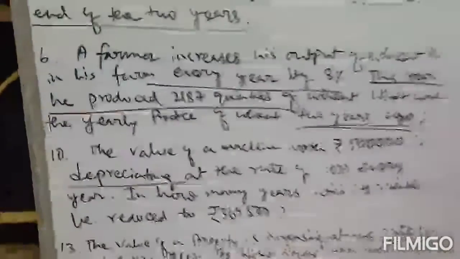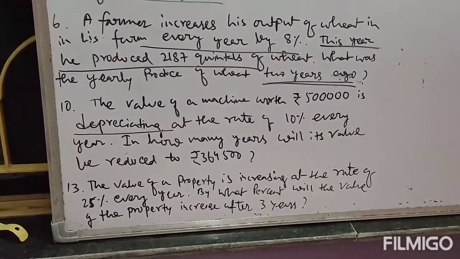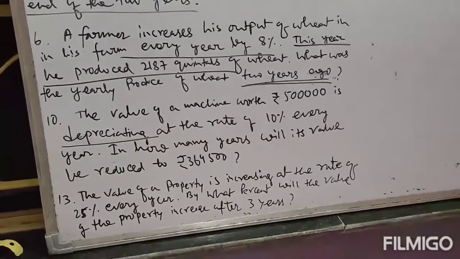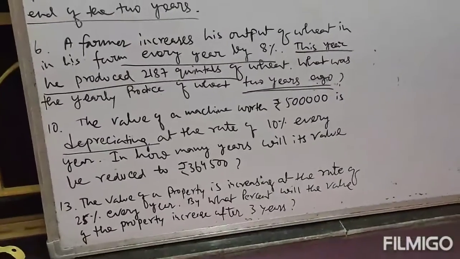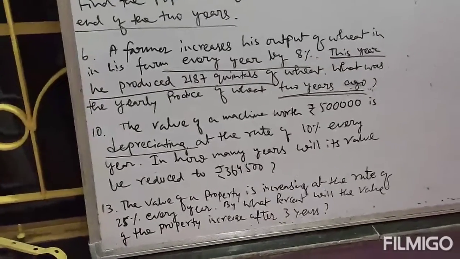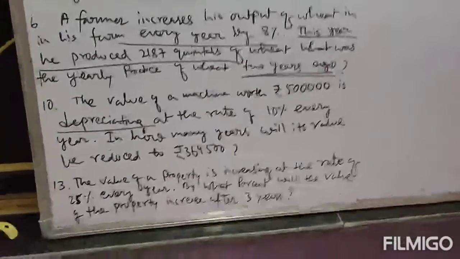Depreciation means decreasing at the rate of 10% every year. In how many years will its value be reduced to 3,64,500? That means the value of the machine, that is the present value, is given as 5 lakh. Its value is depreciating 10% every year. How many years will its value be reduced to 3,64,500? That means we have to find the number of years. Clear? So the present value is already given.